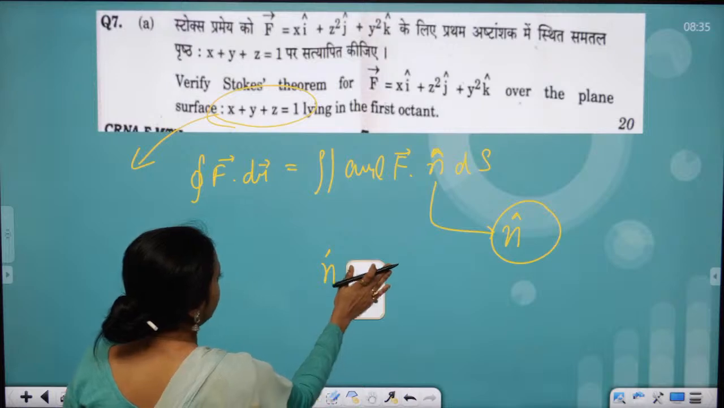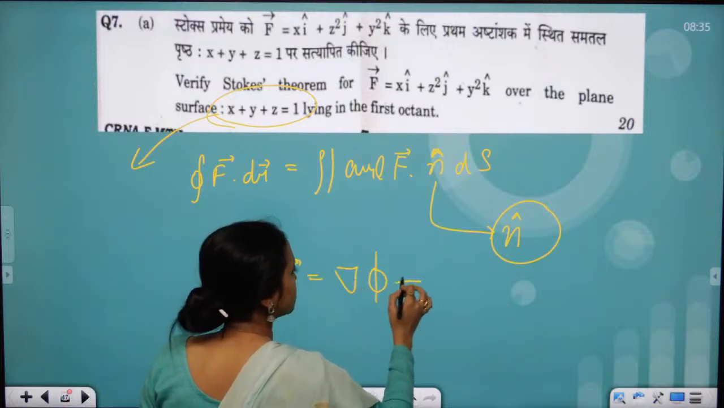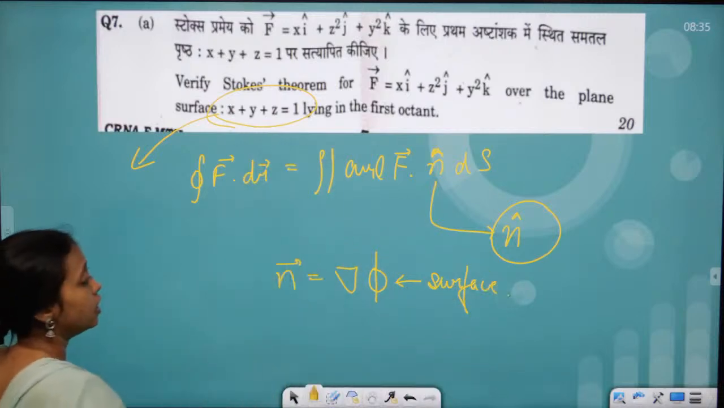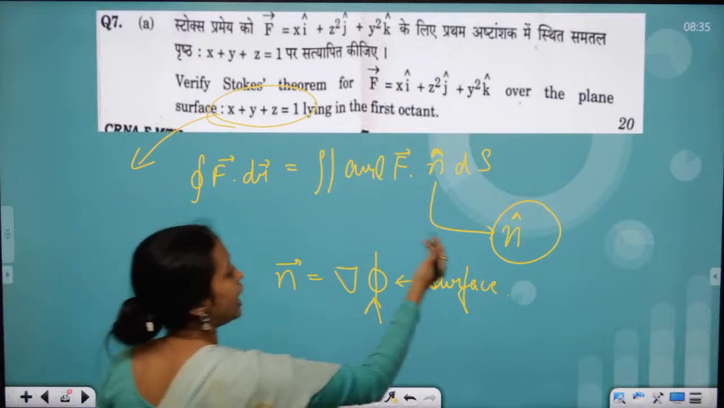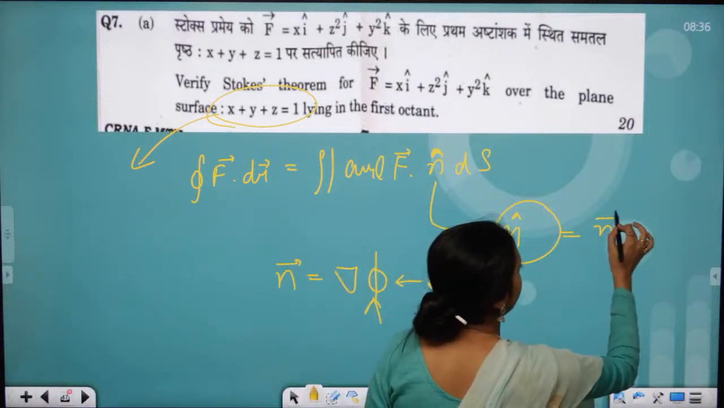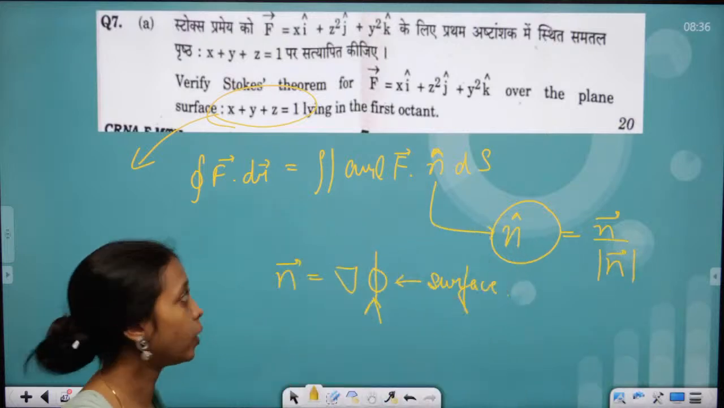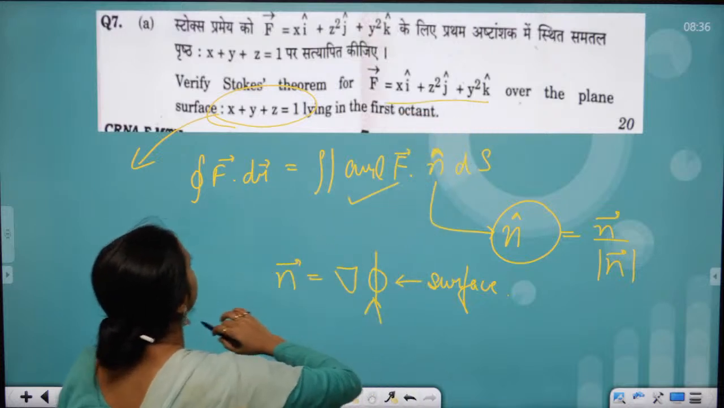N vector, not n cap. N vector is the gradient of your surface. This is your surface. What is your surface over here? It's a plane. Substitute the value and you will get your n vector. N cap is just the n vector divided by the n vector magnitude. And the F vector you already have, you know how to find the curl.